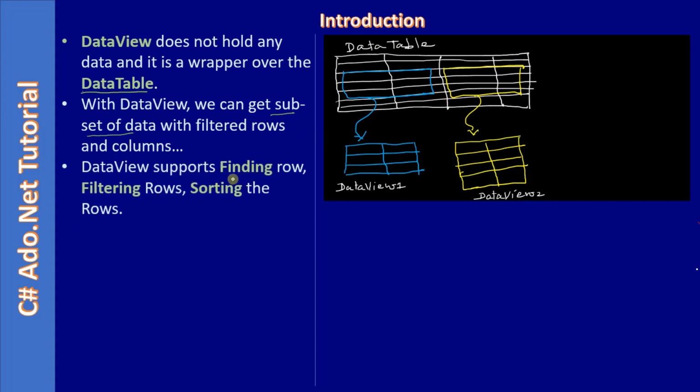DataView supports finding rows, filtering rows, and sorting the rows. That means all these functionalities you can apply on the filtered set. That means in the data view itself, you can apply all these operations. So first you can take a subset of data, then you can even apply finding, filtering, and sorting on this subset of data in the data view.